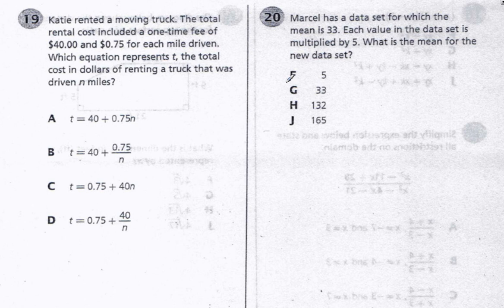Katie rented a truck. Total rent was a one-time fee of $40 and 75 cents for each mile. What is the total cost? So if it's 75 cents per mile, or for each mile, that's going to be multiplication. So that's going to be 0.75 times n, and that's the only one that looks like that. So there it is. Nice and easy.